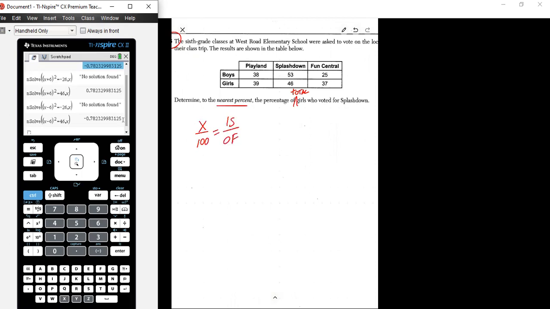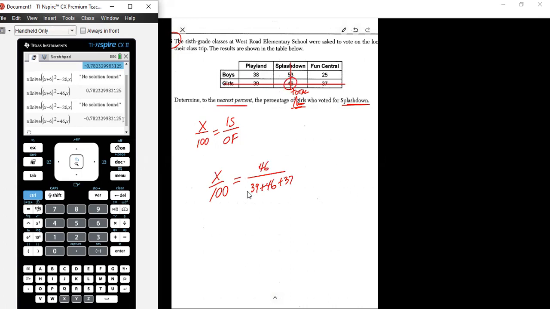Now, remember that. The "of" part is going to be total girls. So it's going to be x over 100 equals, and what's the total number of girls? Well, it's 39 plus 46 plus 37. That's everything down here. Now, in order to find the top, the "is" part, we're just going to find where these two intersect. So we got girls and we got splashdown. We're going to go girls this way, and splashdown this way. Where they intersect, that number, 46, is going to go on the top.